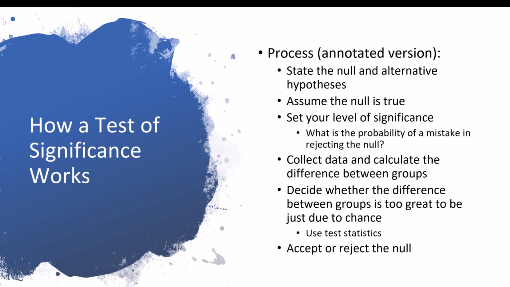The next thing you do is you collect your data, and then you calculate the differences between the groups. We usually use SPSS or Jamovi. There are a bunch of different programs you can use, and you have to decide whether the difference between the groups is too great to be due to chance. As you're doing this, you're going to pick some kind of statistical test. It could be a t-test, an ANOVA, a correlation, or a multiple regression. That all depends on your research question. You use your statistical test, and then you decide to accept or reject your null hypothesis.